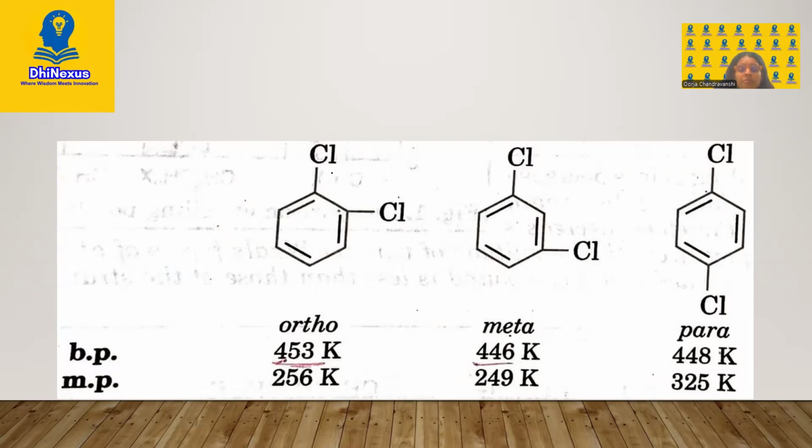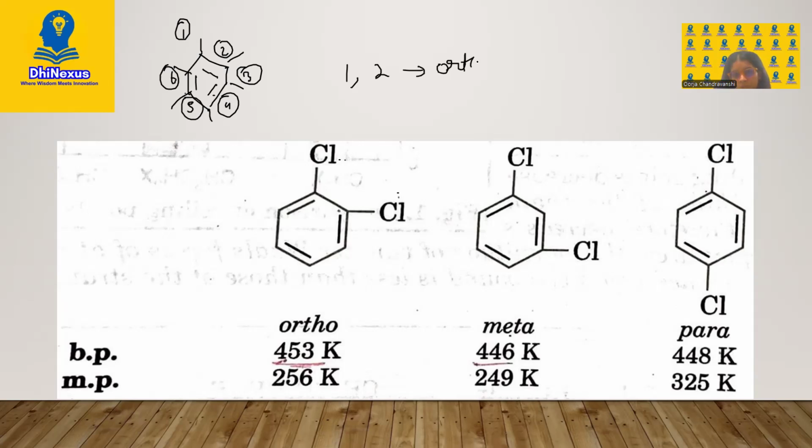Now comes a fact. For example, in the same aryl, you have two halogroups. You must know, if this is 1, 2, 3, 4, 5, and 6, my position 1, 2 is known as the ortho position. Position 1, 3 is meta, and 1, 4 is para.